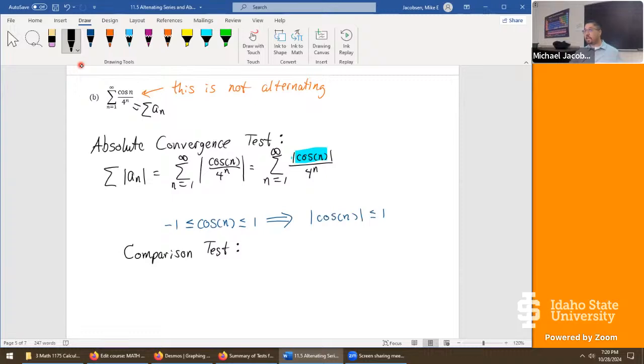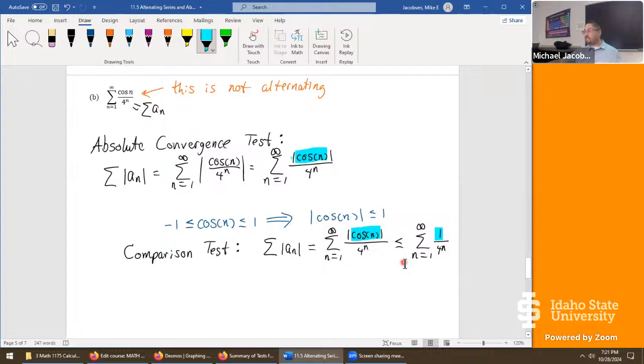In the comparison test, we have this estimate. Summation an equals, and it goes from 1 to infinity, summation cosine of n divided by 4 to the power of n. We estimate right here, and we're going to plug in a 1 in that place for the numerator. That means we're going to put in a less than or equal to, and goes from 1 to infinity, 1 over 4 to the nth power.